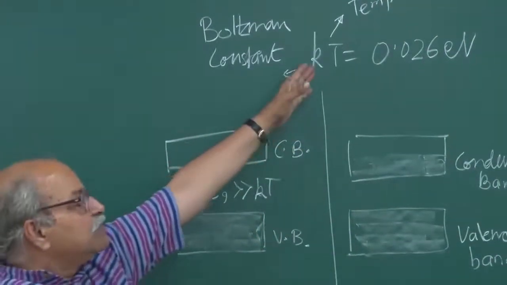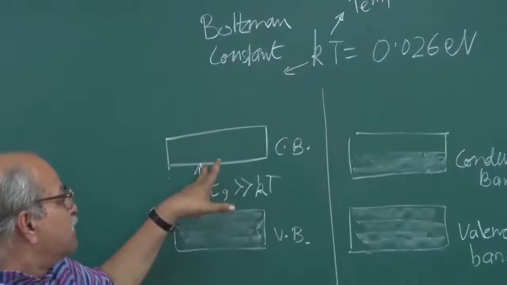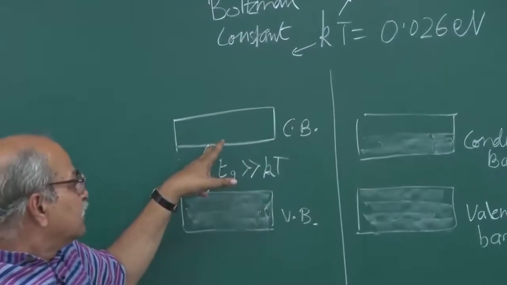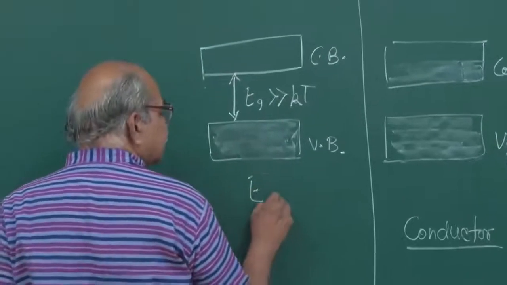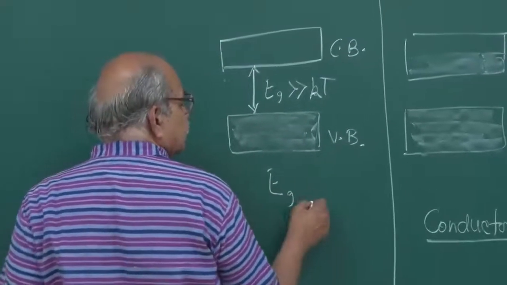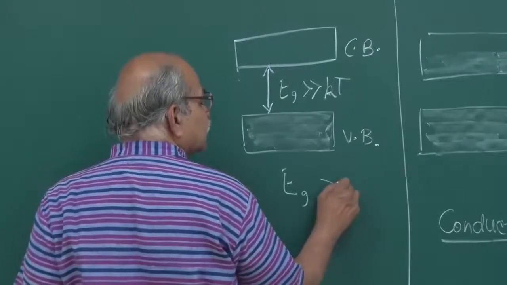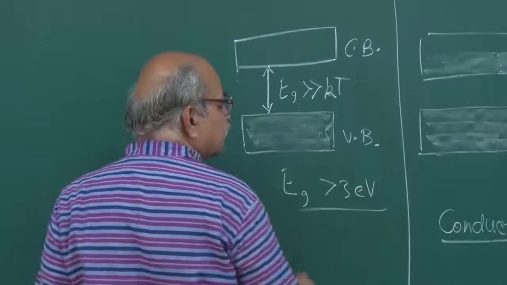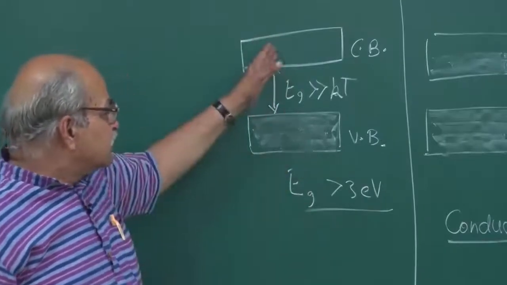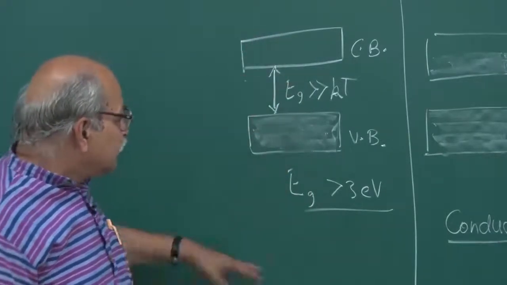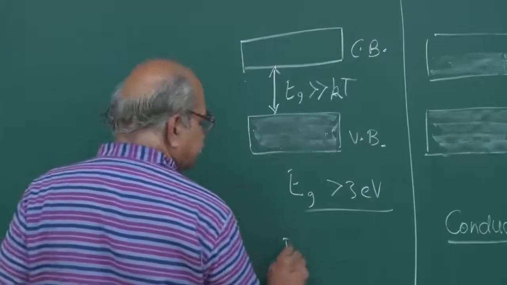So as compared to this, if this gap is very large, then that is one category. Let us say Eg is greater than some 3 eV or so, you can take that as large: 3 eV, 4 eV, 5 eV and so on. So this is one category, and this will be insulator.